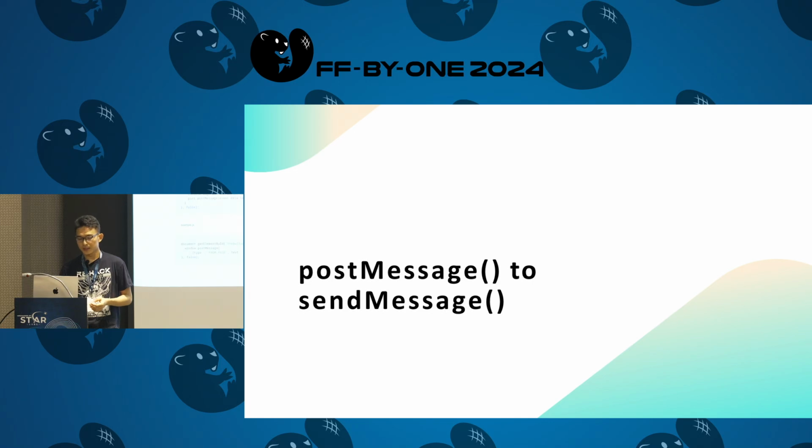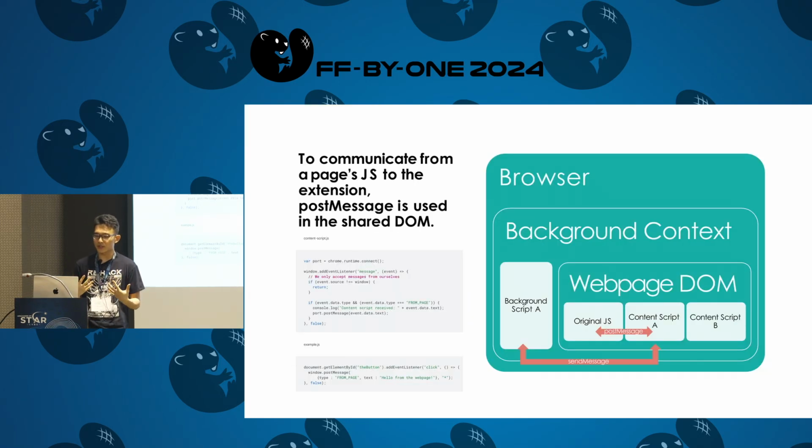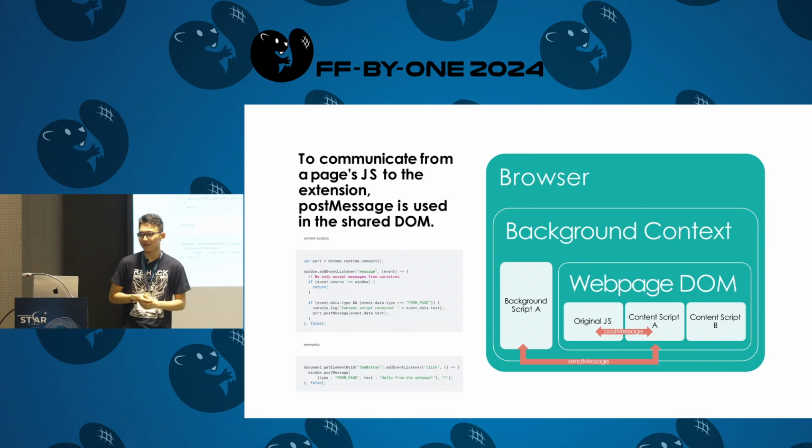And to communicate from a page.js to the extension, post message is used in the shared DOM, right? So what do I mean by that? So say, for example, you have a web page that is supposed to interact with your extension that you've installed. Maybe you've installed like, I don't know, 1Password extension, right? And you're visiting the 1Password homepage. And maybe they want to talk with your extension when you're visiting the 1Password homepage. How does it do that, right?